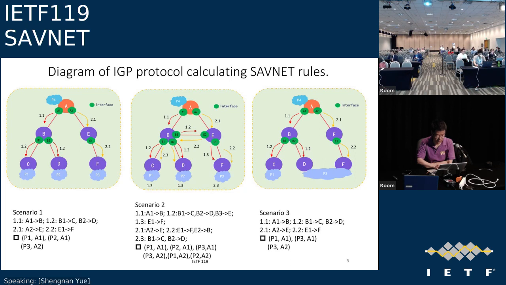And then for interface A2, we first search the neighboring node E. And from E, we know the neighboring node of node E, node F, and get the prefix P3 and generate the entry P3 A2. There is a similar process of generating entries in the other two scenarios. Next slide.